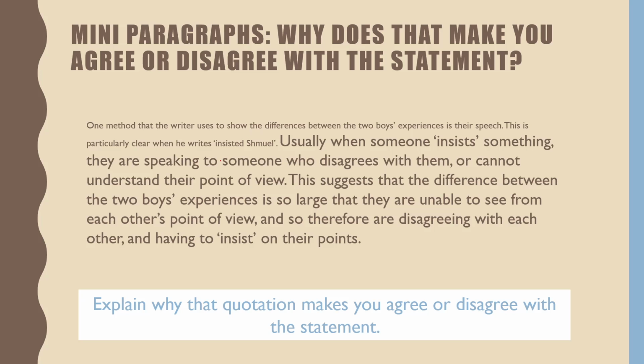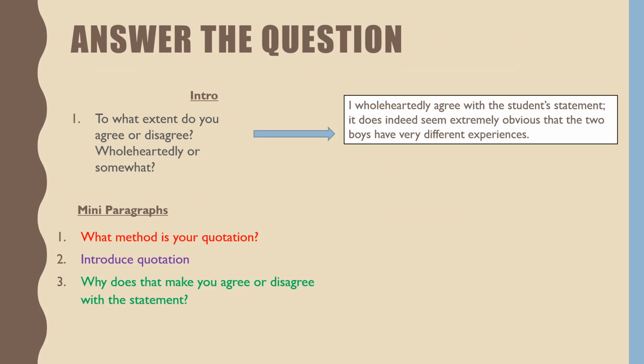So my explanation, I looked at insisted Shmuel and I asked myself, okay, why does that make me agree? Why does insisted Shmuel make me think that their experiences are different? So I said, usually when someone insists on something, they're speaking to someone who disagrees with them or cannot understand their point of view. You don't need to insist if someone agrees with you, do you? So it kind of suggests having a bit of an argument. This suggests that the differences between the two boys' experiences are so large that they are unable to see from each other's point of view, and so therefore are disagreeing with each other and having to insist on their points. So I've just explained why that shows that there are differences between their experiences.